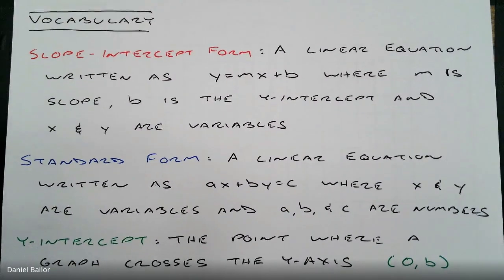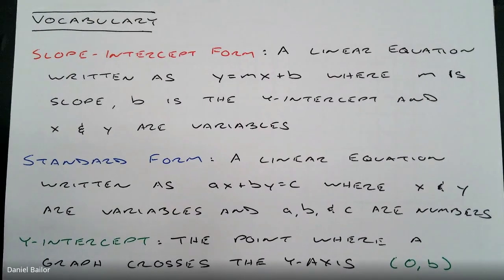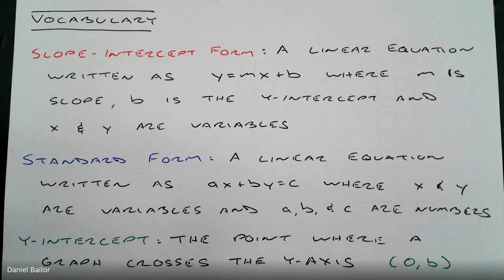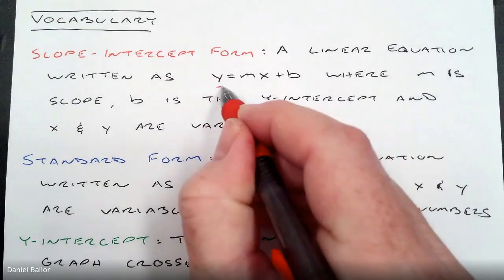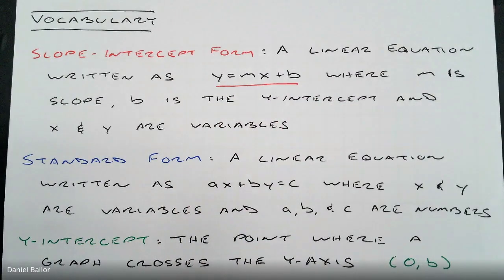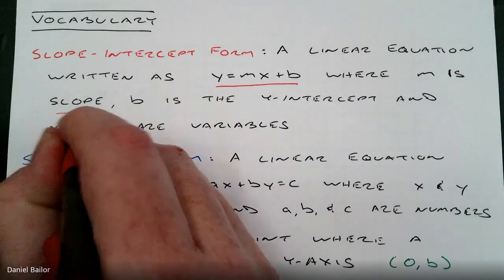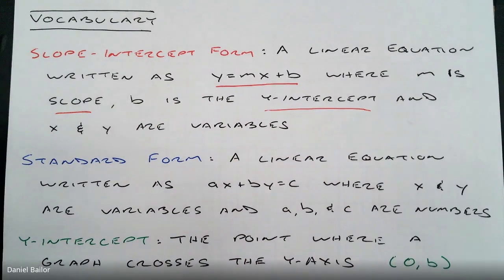First one is slope-intercept form, which you've been quite familiar with over the last five lessons. Slope-intercept form is a linear equation written as y equals mx plus b, where m is the slope, b is the y-intercept, and x and y are variables. That's where it gets its name from, slope-intercept form.